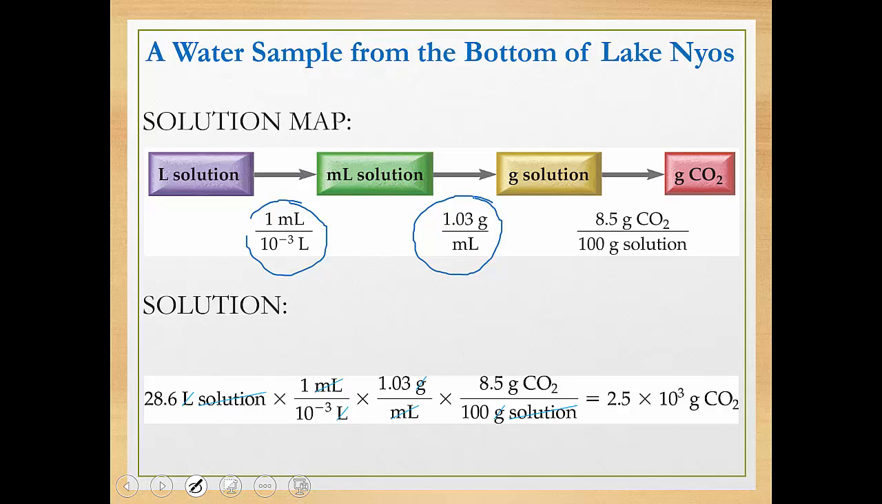Now, if I know the grams of solution or lake water that I have, I can then use my percent, my 8.5% conversion factor, to find the grams of carbon dioxide. So I plug everything in.